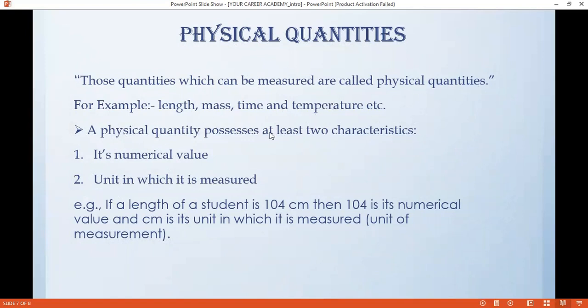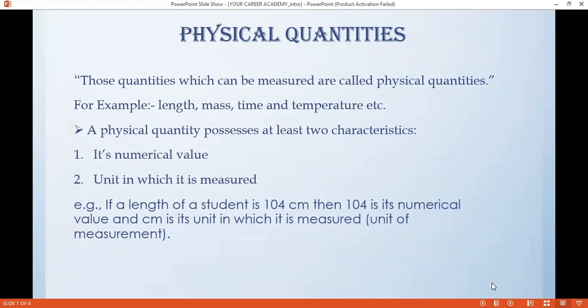A physical quantity possesses at least two characteristics. What are the two characteristics? Its numerical value and the unit in which it is measured. For example, if the length of a student is 104 centimeters, then 104 is the numerical value and centimeter is the unit in which it is measured. It is also called the unit of measurement.